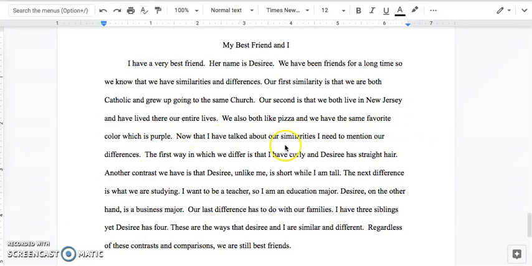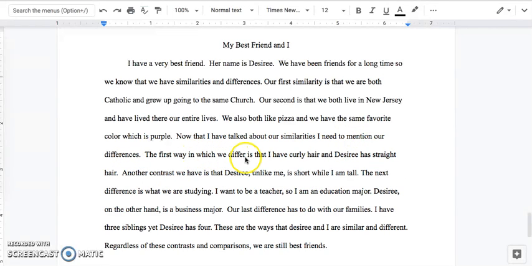Now that I have talked about our similarities, I need to mention our differences. The first way in which we differ is that I have curly hair and Desiree has straight hair. Another contrast we have is that Desiree, unlike me, is short while I am tall. The next difference is what we are studying. I want to be a teacher, so I am an education major. Desiree, on the other hand, is a business major.